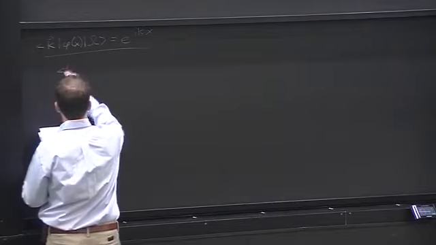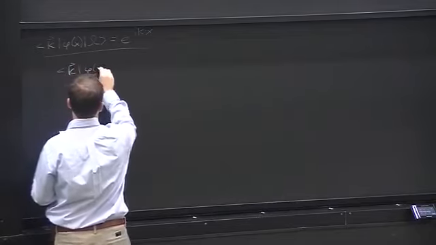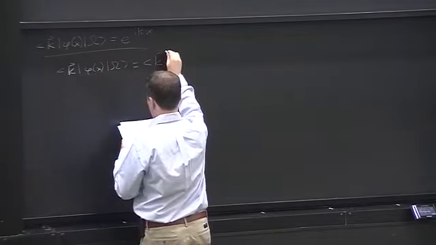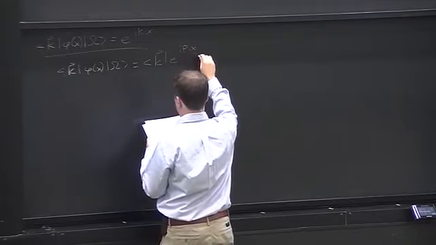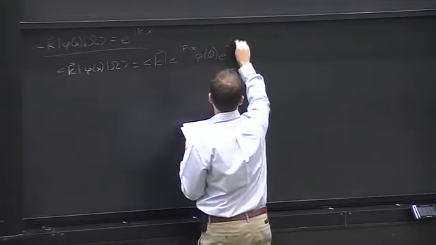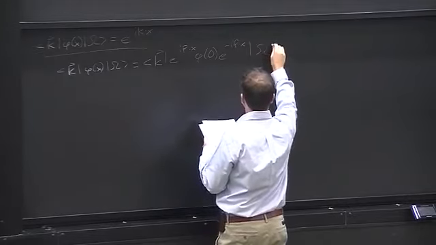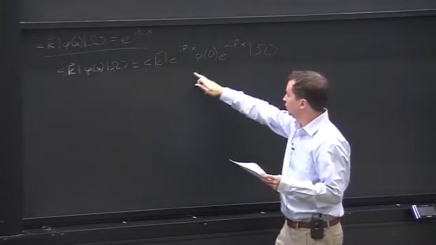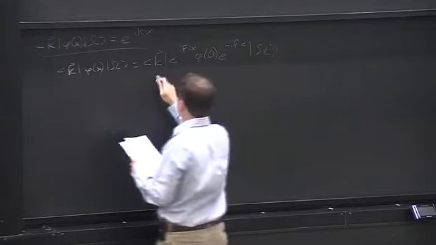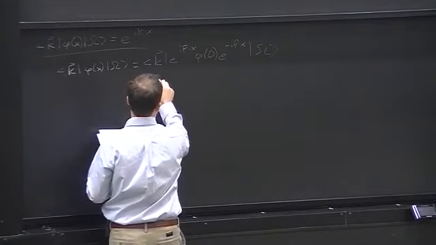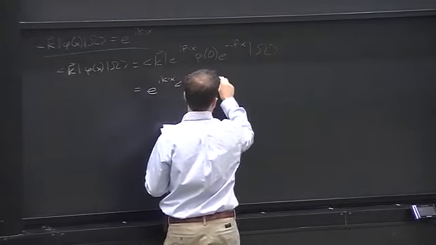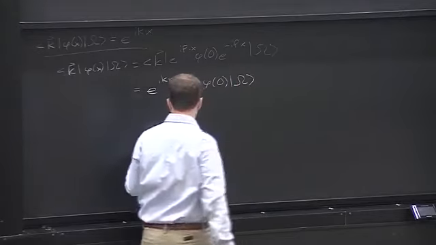So what we can say is that <k|phi(x)|omega> is <k|e^{ip·x} phi(0) e^{-ip·x}|omega>, like before. And like before, the vacuum is translation invariant, so we can get rid of this one. Over here, we're assuming that k is a momentum eigenstate. So here we get e^{ik·x} <k|phi(0)|omega>.